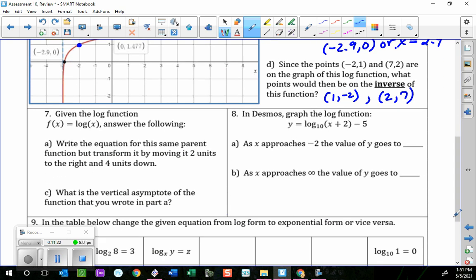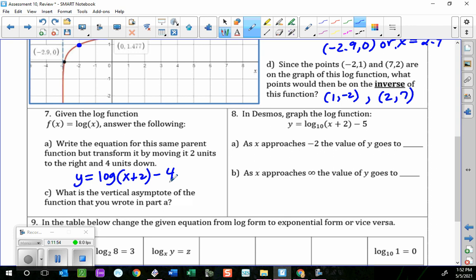All right, given this log function, write the equation for the same parent function, but transform it by moving it 2 units to the right and 4 down. So I'm going to write y equals, you write f of x, but I would put log. Remember, there's a base 10 there, but you don't have to write it. So you can put a little 10 right here if you want to, but you don't have to. It's assumed to be a 10 if you don't write anything. So I'm going to move it 2 to the right. So x plus 2 and 4 down, so that'd be -4 on the end.